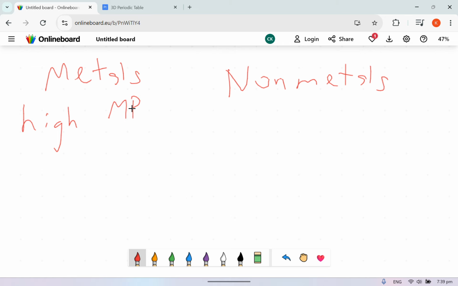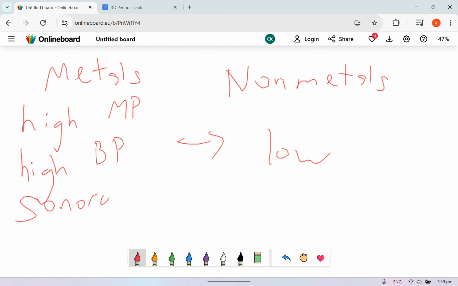Metals have high melting point, high boiling point, but these ones are low. And lastly, metals are sonorous, but non-metals are not sonorous. Basically, sonorous means that when they're hit, they produce a very deep, very rich sound, like a full sound. You get what I'm trying to say.